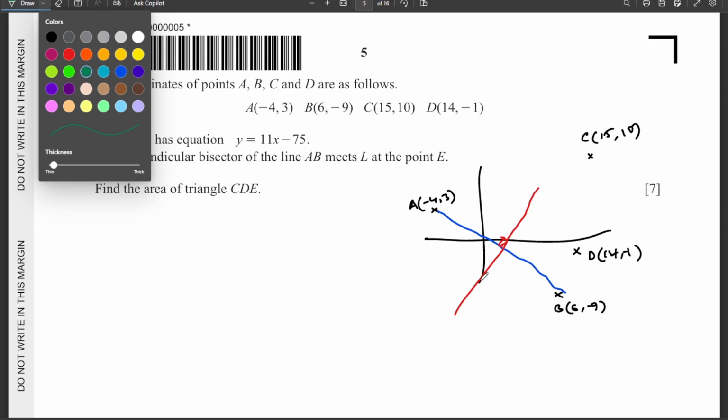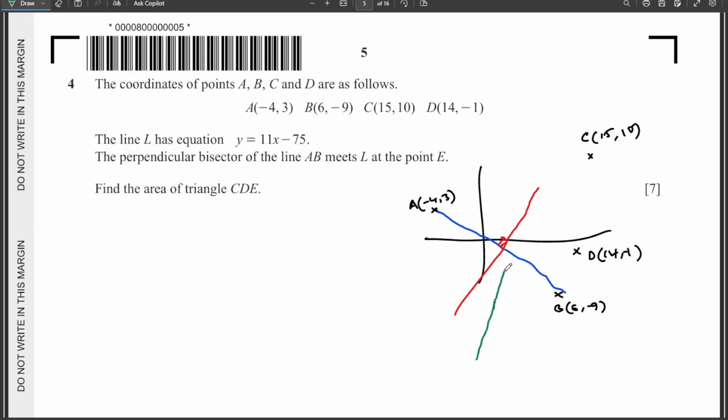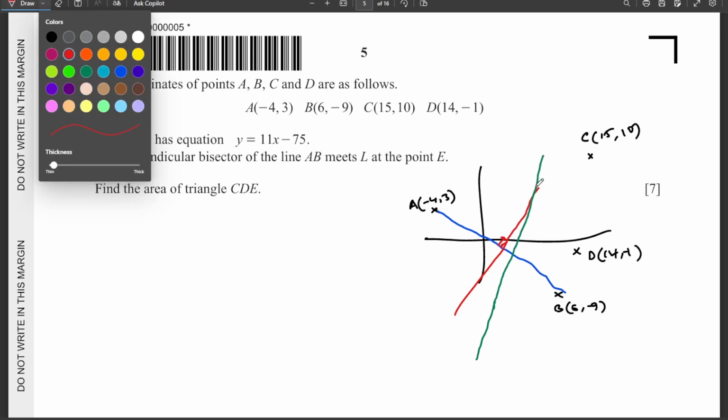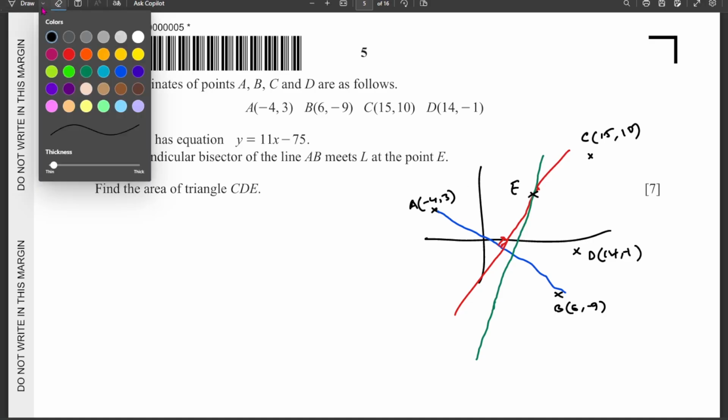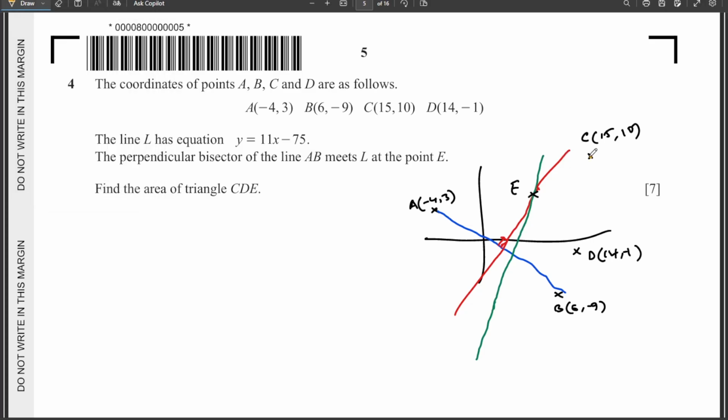Now the line L has this equation, so maybe it's going something like that. It is just a sketch. Line L meets this perpendicular bisector at point E. And we want to find the area of triangle CDE. I'll use yellow to highlight the triangle. So we want to find the area of this triangle.